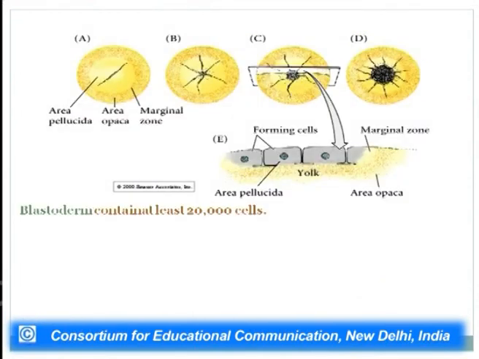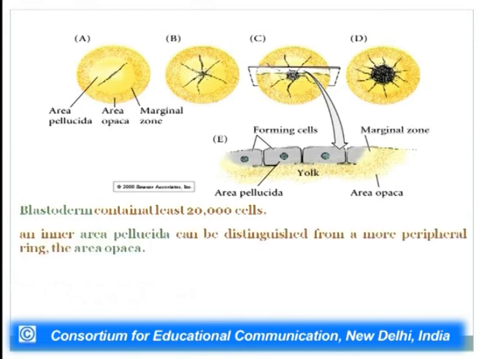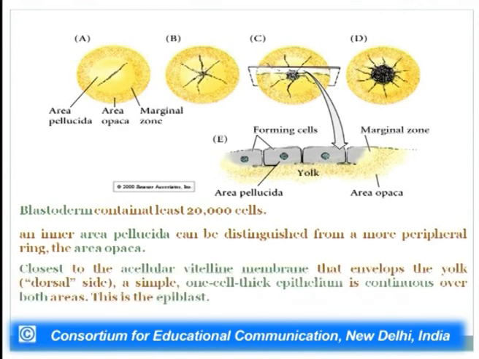Again, this shows that the blastoderm contains at least 20,000 cells. You can see there are two distinct areas. An inner area termed the area pellucida can be distinguished from a more peripheral ring termed the area opaca. A marginal zone is also mentioned, and the cleavage is occurring only on the top, the blastodisc region. If you see the section, there is a single layered cell in the area pellucida, and it is continuous with the yolk mass lying underneath it, and then there is a marginal zone, and then the area opaca.